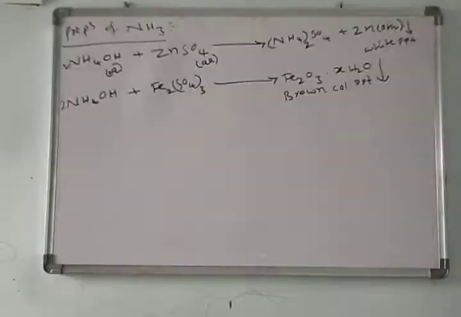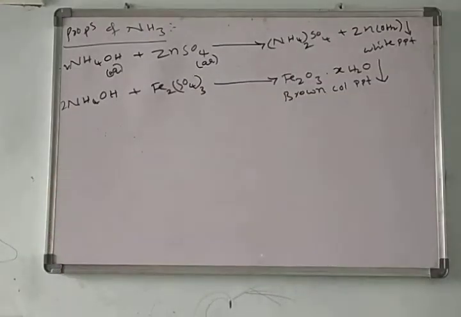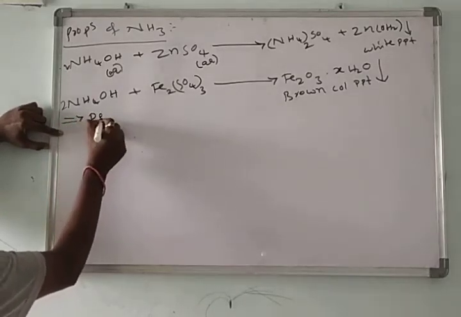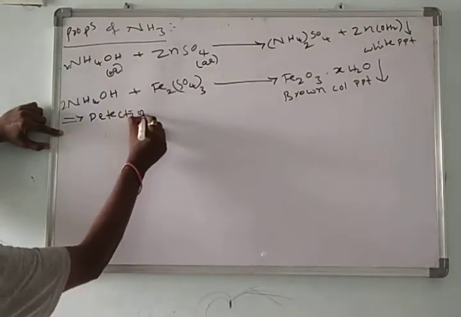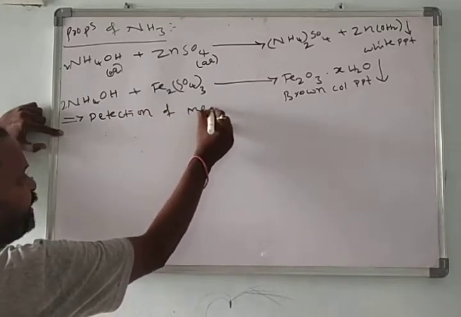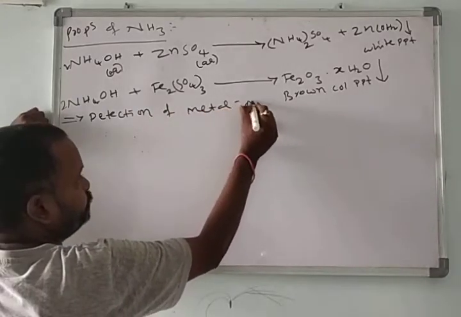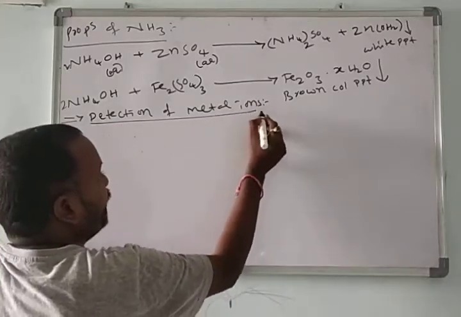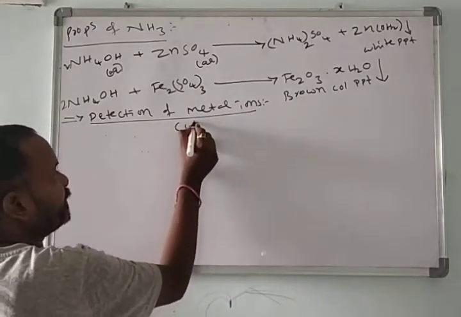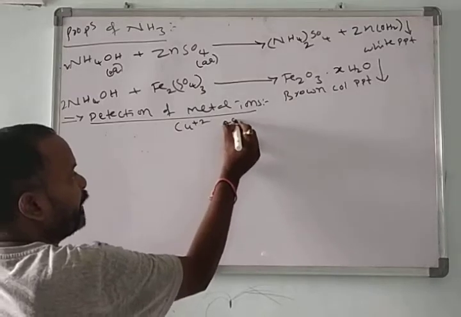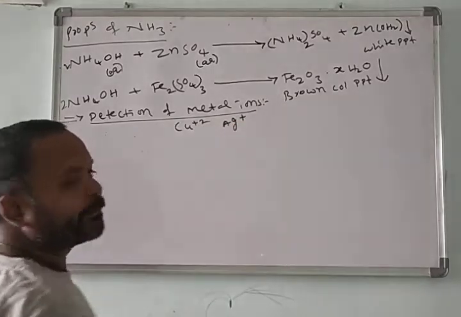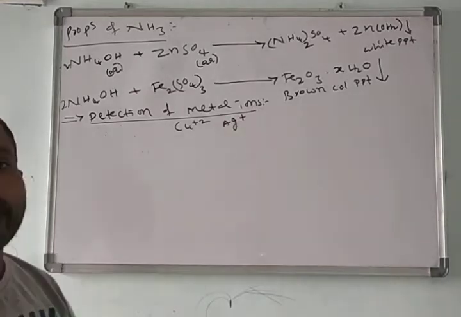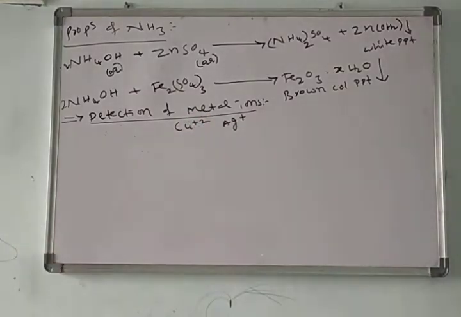These are the important reactions of ammonia, and it is also used for the detection of metal ions. Which metal ions? It is used for the detection of Cu2+ and it is also used for the detection of Ag+. Ammonia is used for the detection of Cu2+ ion and Ag+ ion.